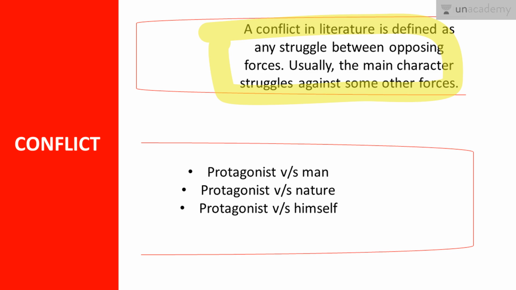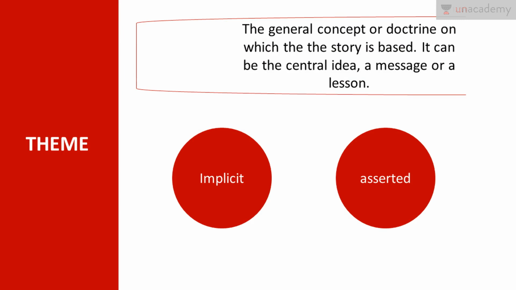The fifth important component which decides whether a story is a good story is the theme. How do we define theme? Theme is a general concept or doctrine on which the story is based. It can be a central idea, a message, or a lesson.